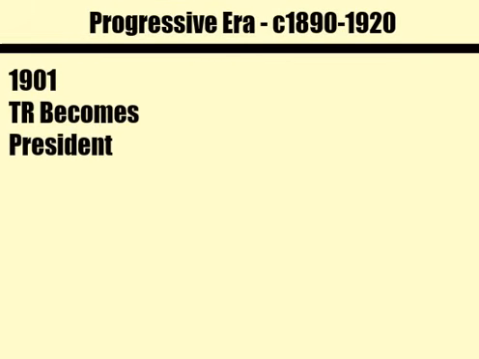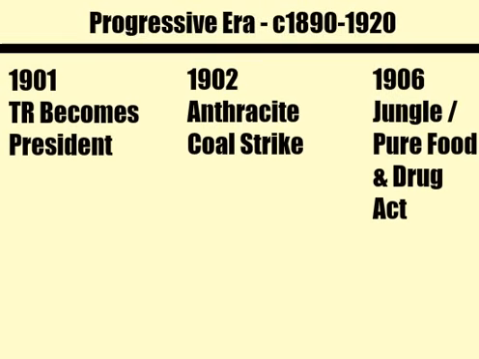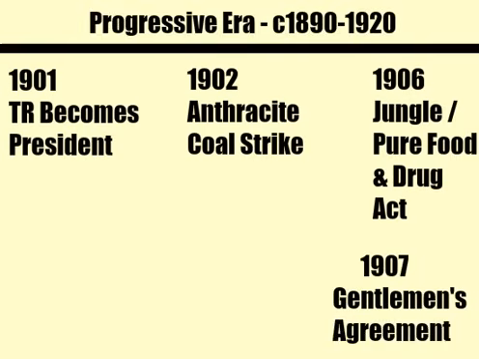In 1901, Theodore Roosevelt becomes president during the Progressive Era. In 1902, you have the Anthracite Coal Strike. In 1906, Upton Sinclair writes The Jungle, which leads to the FDA and the Meat Inspection Act. 1907 is the Gentleman's Agreement. Around the same time, you have the Age of Imperialism.